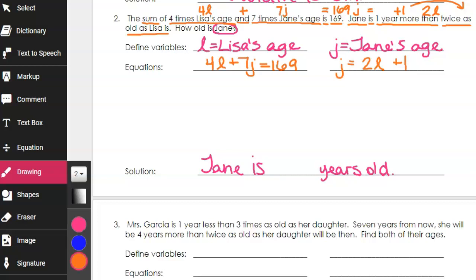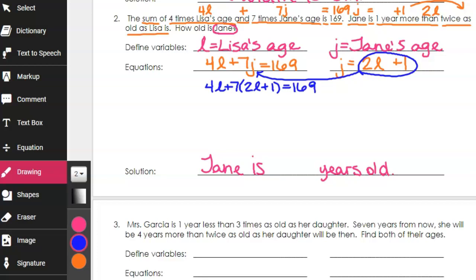So now I want to solve my system. I again have a variable that's already solved for, so I'm going to use substitution. I'm going to put it in place of J in my equation. So I have 4L plus 7 times J, which is 2L plus 1. That's supposed to equal 169.